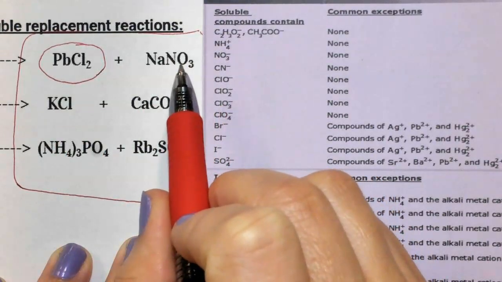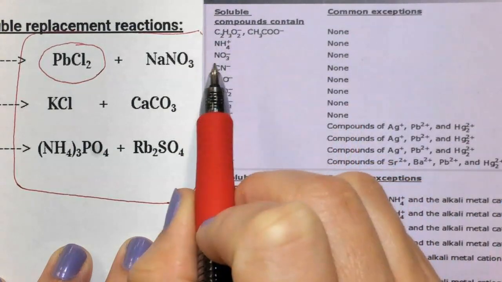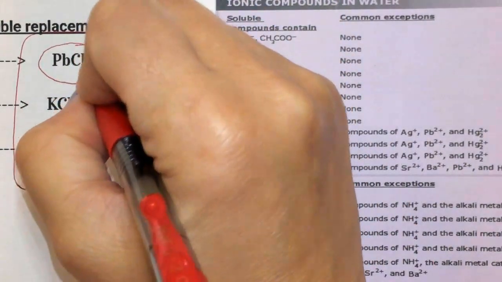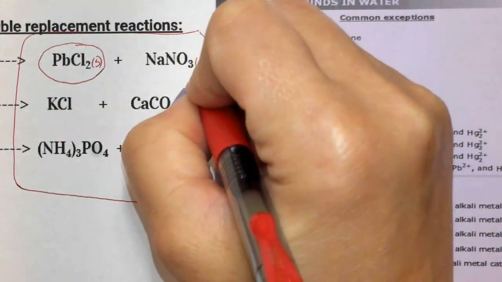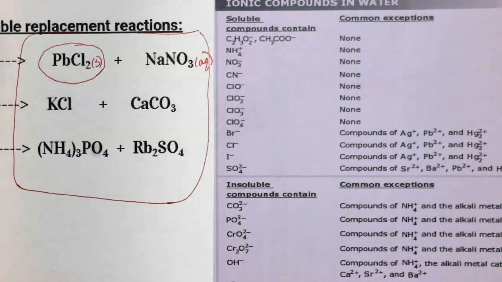Notice NO3, nitrate, is here, and that is soluble with no exceptions. So this is definitely soluble. You can also label precipitates as S for solid and things that are soluble as AQ for aqueous because it can be dissolved in water.